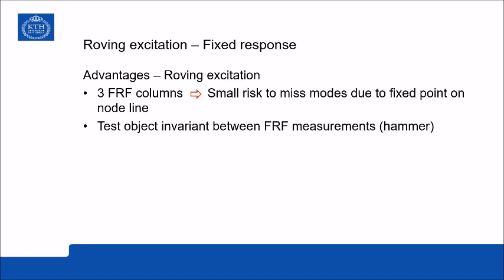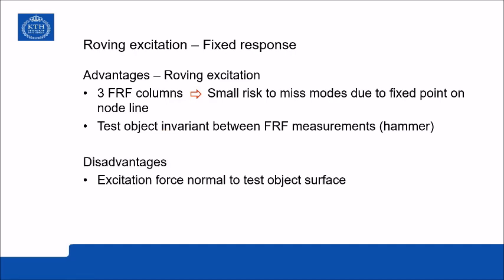Another advantage is that the test object will not change. It will be invariant between the measurements. Well, in this case, I assume now that we use the hammer excitation. And the reason for this is that the alternative method, then you move the accelerometer. So actually, the test object is changed between the measurements. In this case, we have the same test object, since the accelerometer is fixed in one single point.